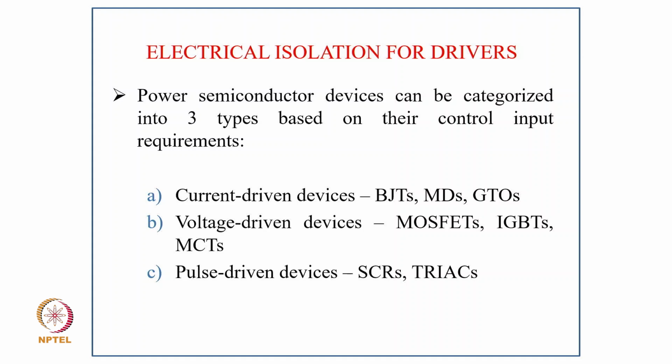The power semiconductor devices can be categorized into three types based on their control input requirement. The first is current driven devices like bipolar junction transistors and GTO, voltage driven devices like MOSFET, IGBT and MCT, and pulse driven devices like thyristor and TRIAC. Of course, accordingly their gate drives or base drives are also designed.